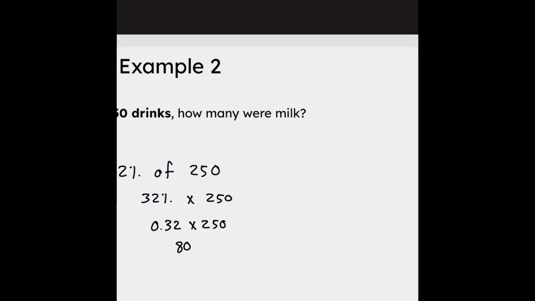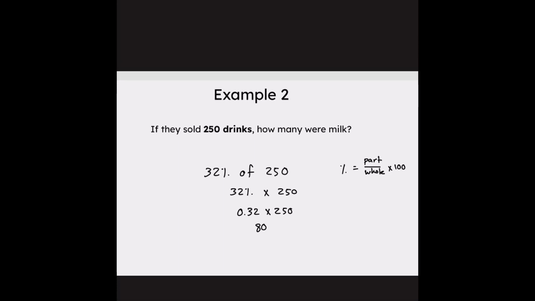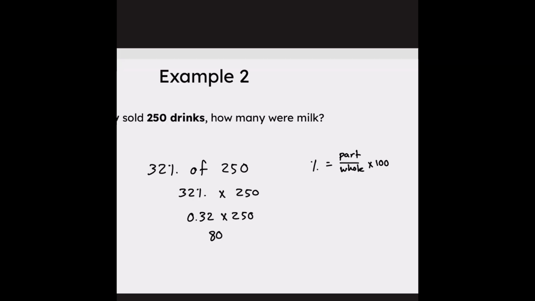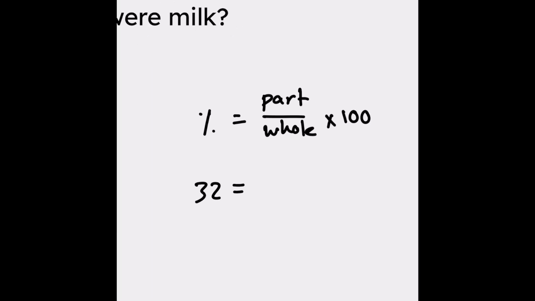Another way that we could think about it is, remember that percent is equal to part over whole times 100. In this case, the whole is 250 and the percent we know is 32. So 32 is equal to part. So X here is the amount of drinks that were milk. And the whole, again, is 250 times 100.